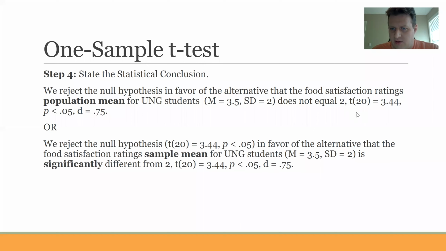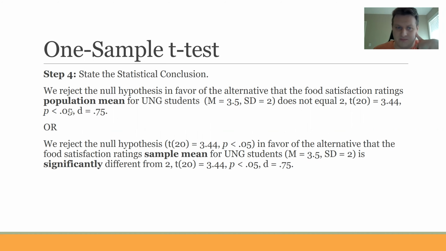Let me exit on this. Okay, t with 20 degrees of freedom is equal to 3.44, comma, and then we give the p-value. We don't know it because we didn't calculate it in SPSS, but we know that the p-value, if we reject the null hypothesis, is less than 0.05. So that's what we're going to do here.